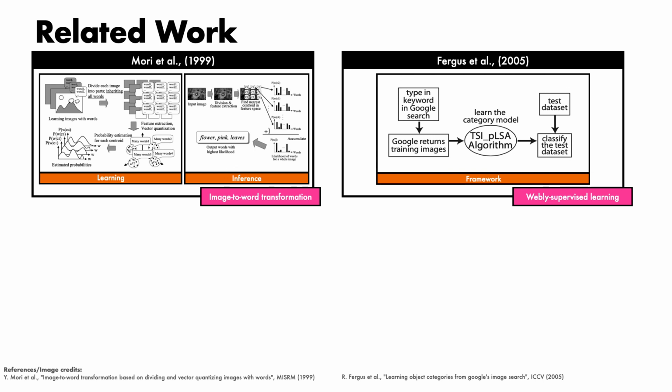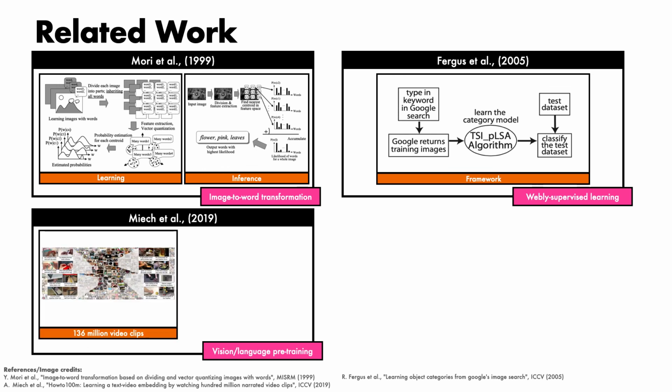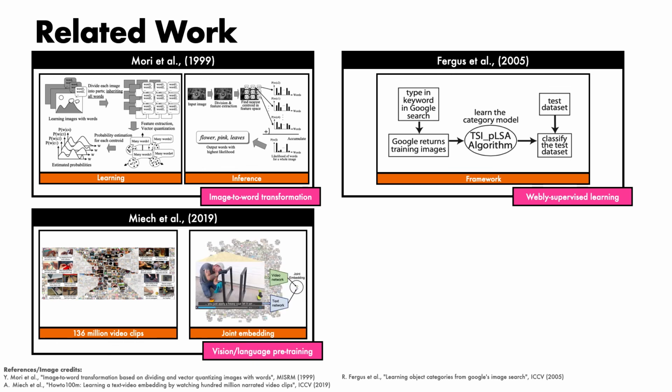One previous work illustrating the value of large-scale vision and language pre-training was introduced by Miech et al., who gathered a dataset of 136 million video clips from how-to tutorials on YouTube. They then showed that these clips could be used to pre-train a joint embedding for text-video retrieval and action localization. They also showed that this embedding transferred well to content domains beyond instructional videos, highlighting the benefits of scale.